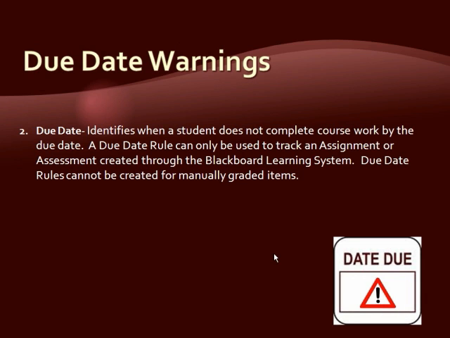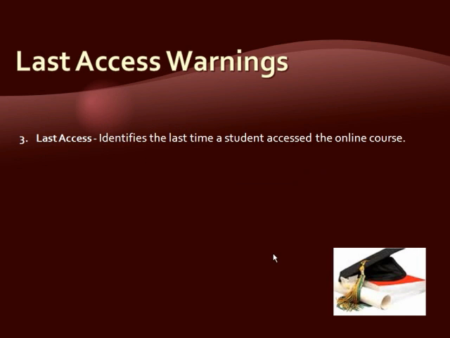The due date warning identifies when a student does not complete coursework by the due date. A due date rule can only be used to track an assignment or an assessment created through the Blackboard Learning System. Due date rules cannot be created for manually graded items. The last access rule identifies the last time a student accessed your online course.